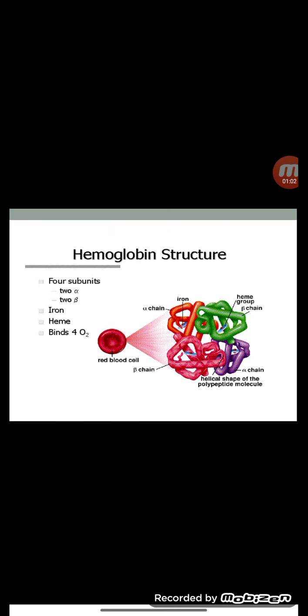This is the diagrammatic representation of the heme molecule. You can see the various globin chains colored differently and the central heme molecule which binds to the oxygen reversibly.